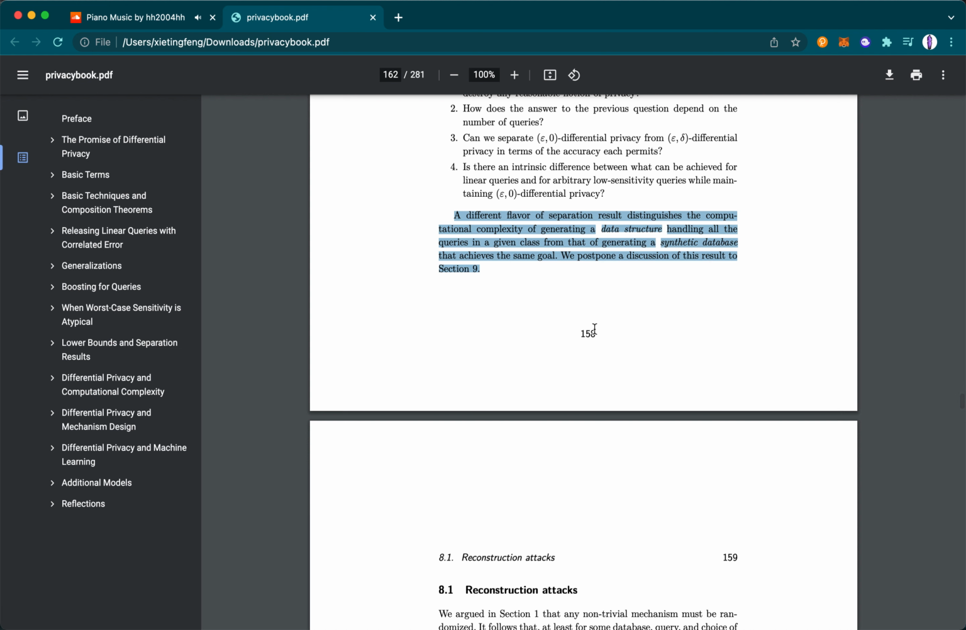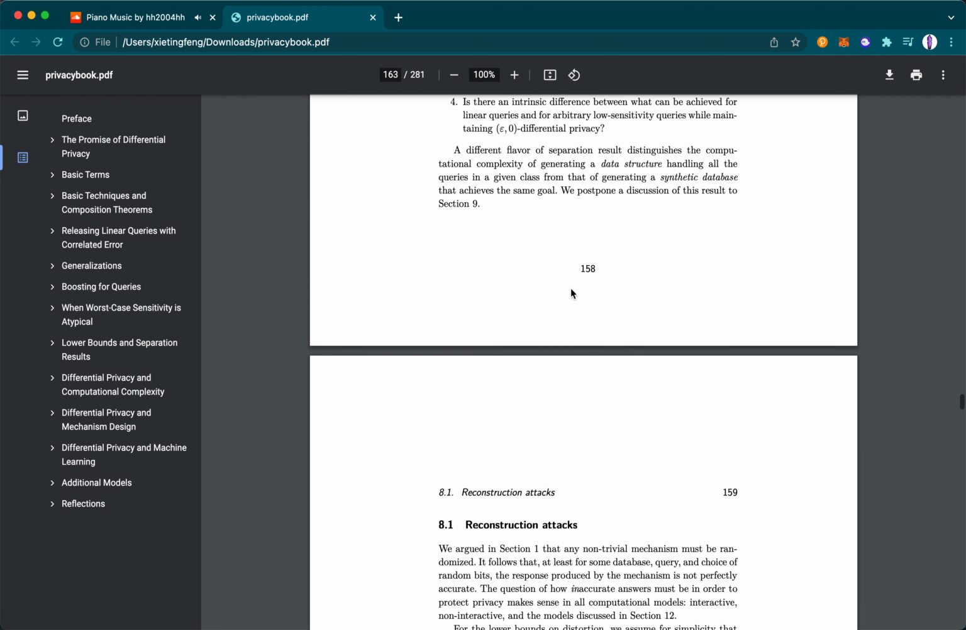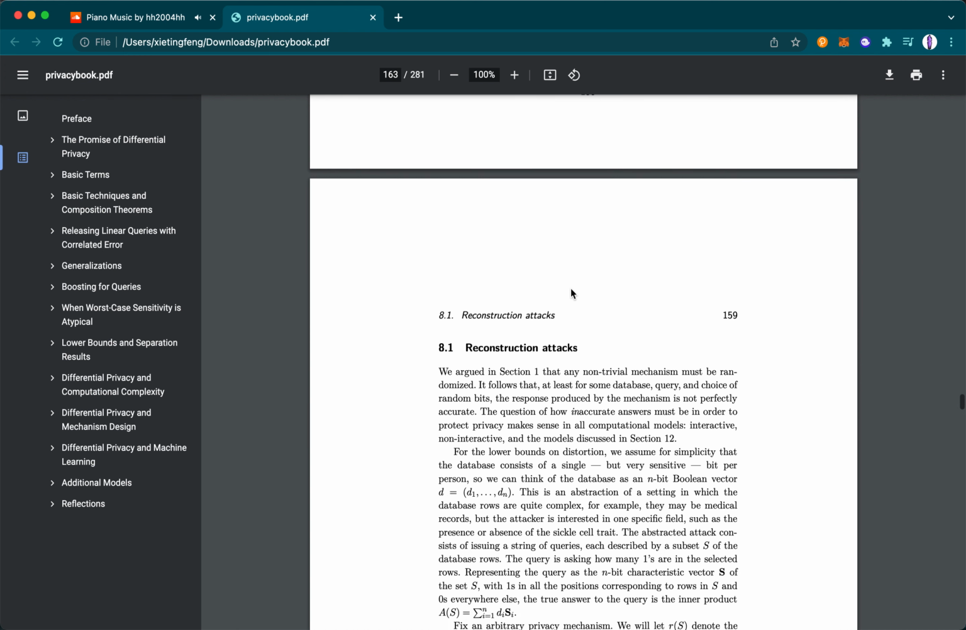A different flavor of separation result distinguishes the computational complexity of generating a data structure handling all the queries in a given class from that of generating a synthetic database that achieves the same goal. We postpone a discussion of this result to section 9.